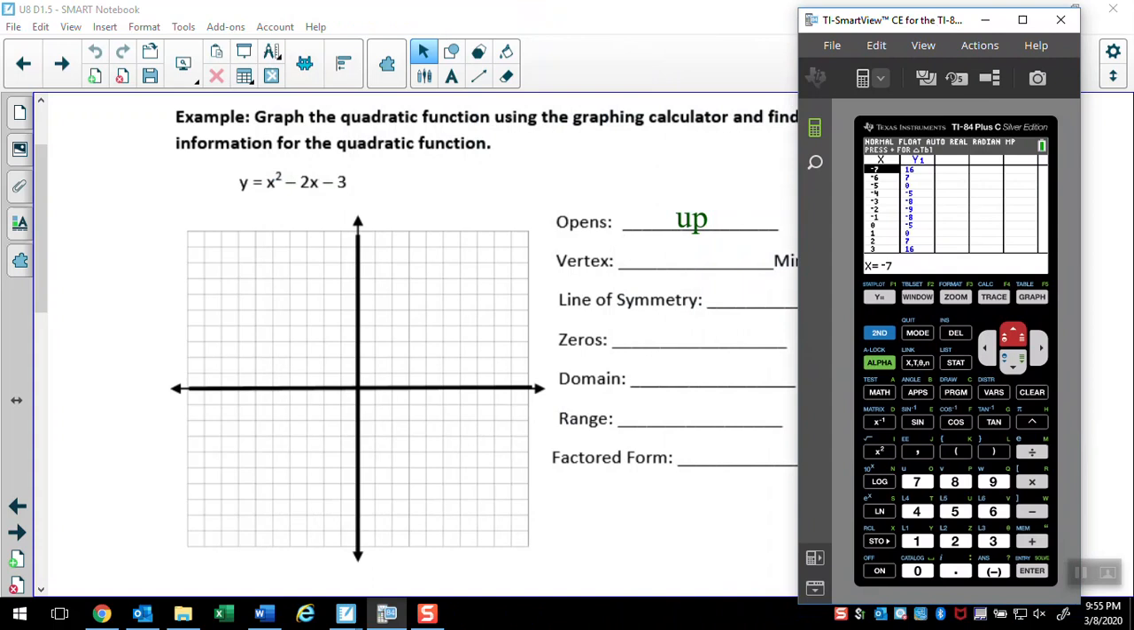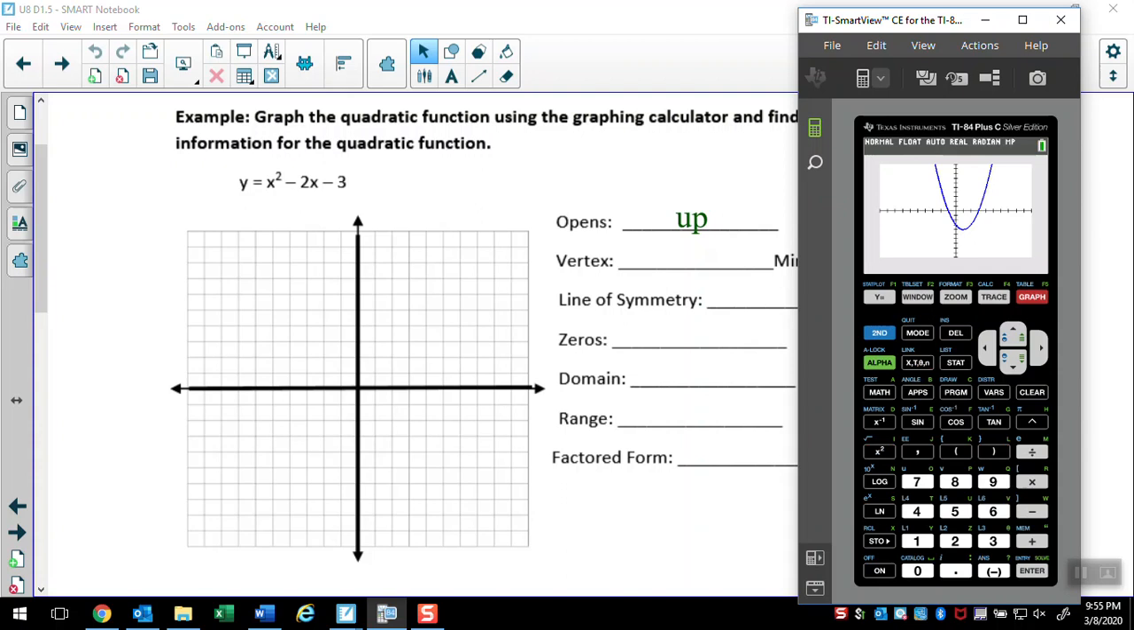All right, so I'm going to clear my calculator. Now, if you're watching this from home and you don't have a calculator, that's okay. We're going to get lots of practice with this in class. All right, so I'm going to go to my y equals, and I'm going to type in my equation: x squared minus 2x minus 3. Right, and we're going to graph it.